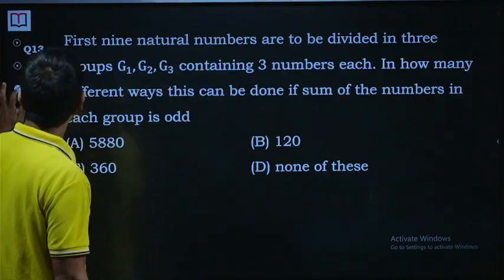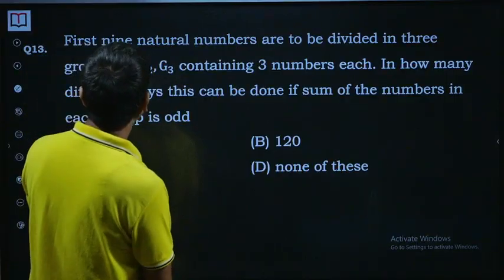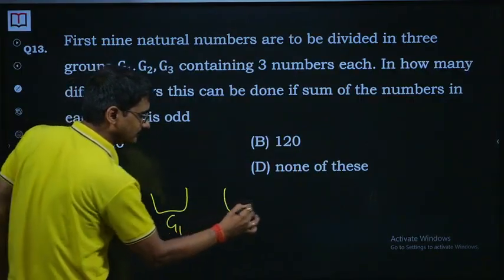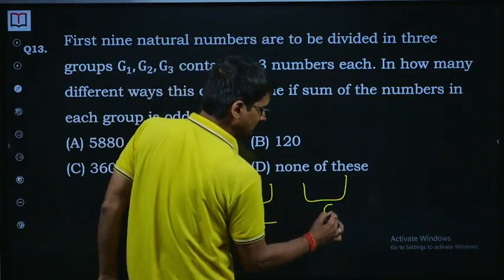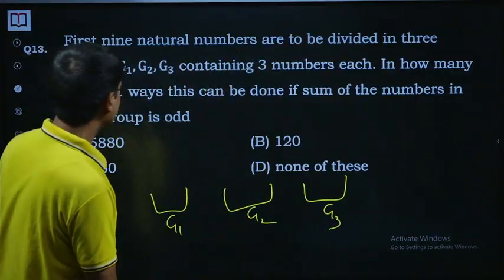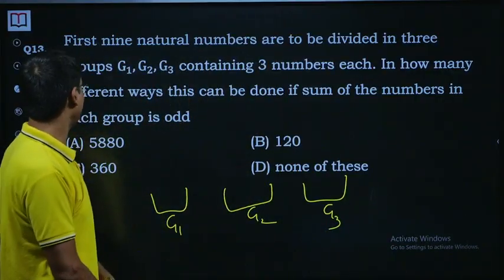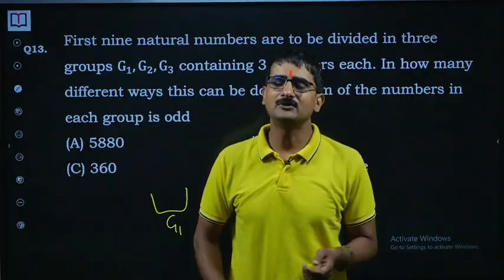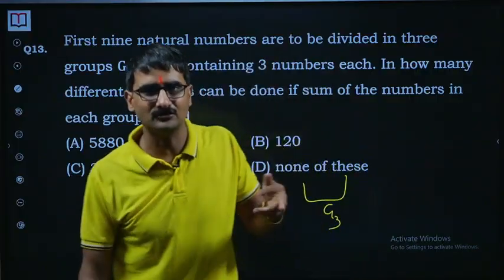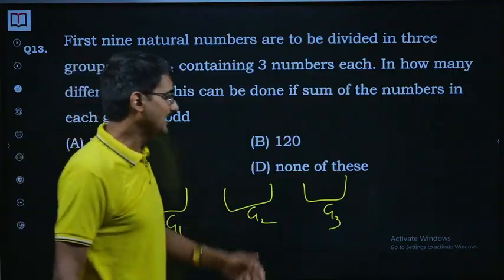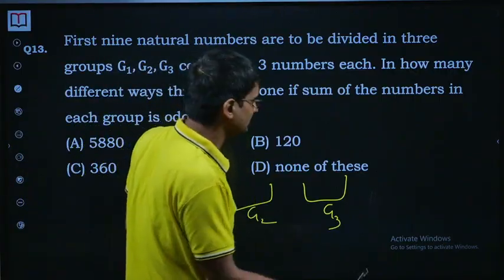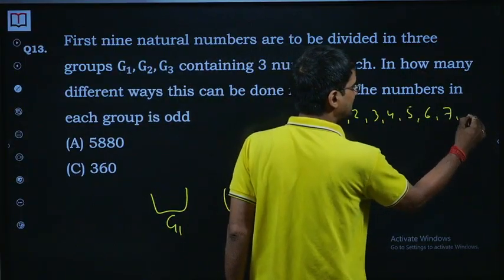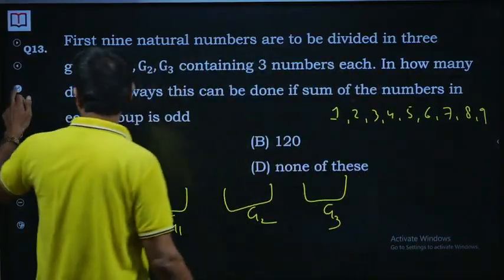Okay, then next is: the first 9 natural numbers are to be divided into 3 boxes: group 1, group 2, group 3, containing 3 each. In how many different ways can you do this so that the sum of numbers in each group is odd? So when can you have a sum of 3 numbers as odd? The only possibility is when all the 3 numbers are odd, or 2 are even and 1 is odd. So we have 9 natural numbers: 1, 2, 3, 4, 5, 6, 7, 8, 9. So out of these 9, 5 are odd and 4 are even.